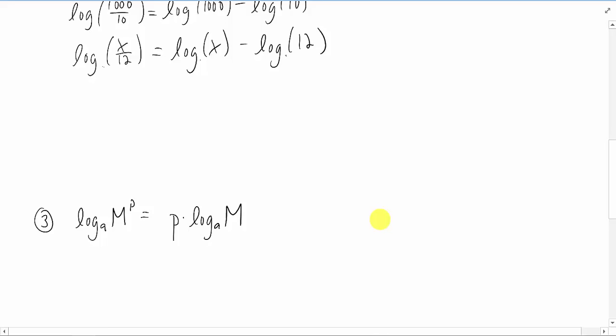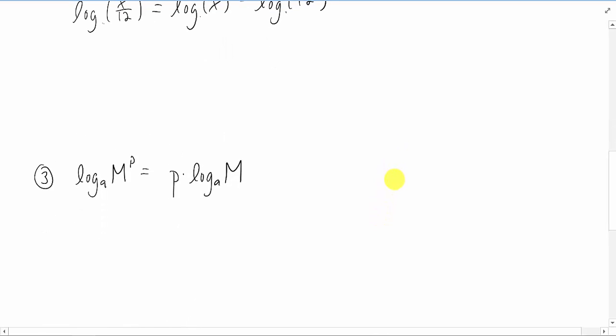Okay, my favorite property of logarithms is this one right here. It's that if you have something to some power inside of a logarithm, you can actually take that power outside of the logarithm and put it in front. So as an example, if you have the log base 3 of x to the 5th, you can take that 5th power and you can move it outside of the logarithm.